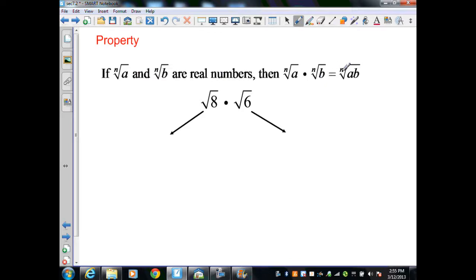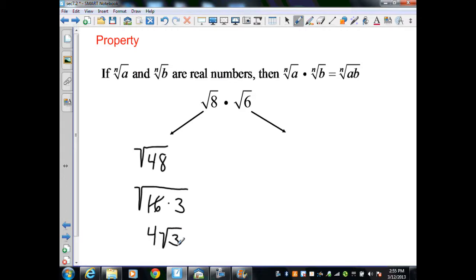Let's look at an example. Here I have the square root of 8 times the square root of 6. Of course, our index is 2. We can do this in a couple of different ways. First, I can multiply these two together as the operation for the property states. That gives me the square root of 48. Then I can simplify to be the square root of 16 times 3. And I know the square root of 16 is 4, and I leave 3 under the radical. So I have 4 square roots of 3.